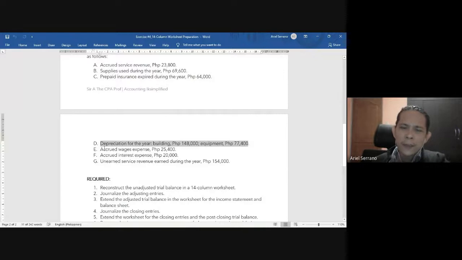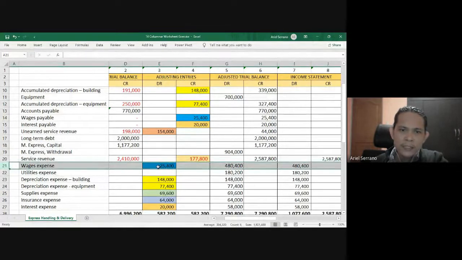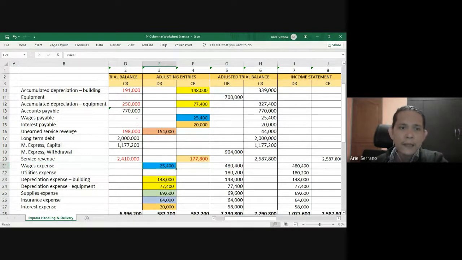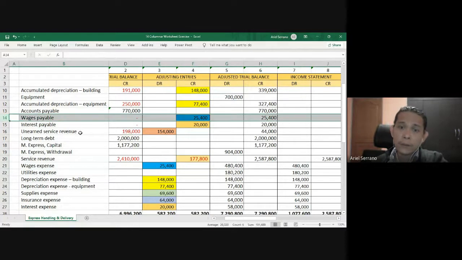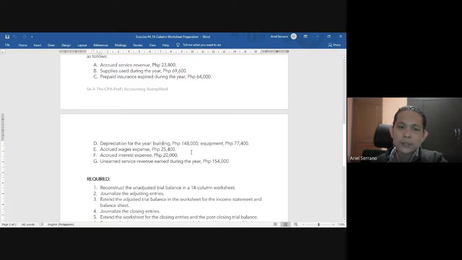Accrued wages expense for 25,400. This is an accrual, accrued expense. We have incurred wages already, but it wasn't paid yet. So, our journal entry will be wages expense and credit to wages payable. So, if we look here, we have a debit to the wages expense, 25,400, and a credit to wages payable. We have one debit and we have one credit. Okay? That is for transaction E.